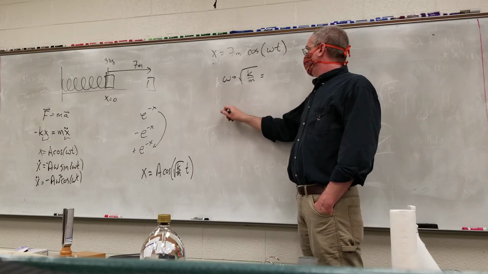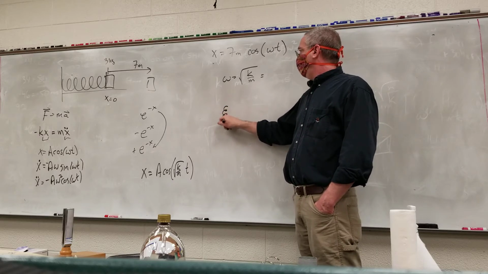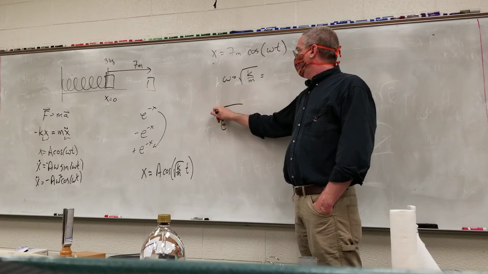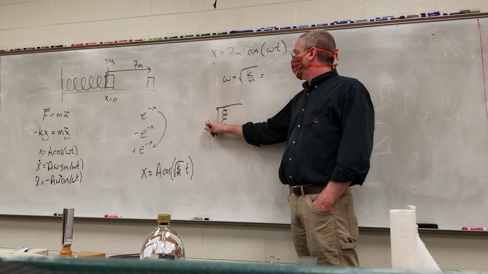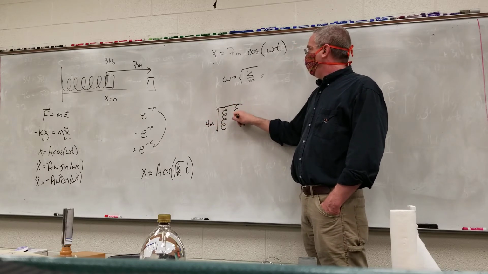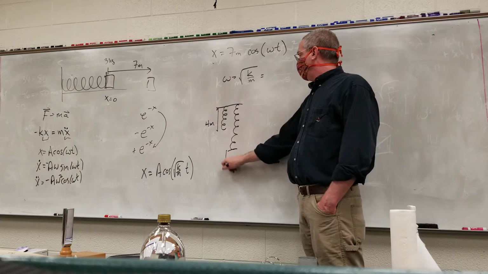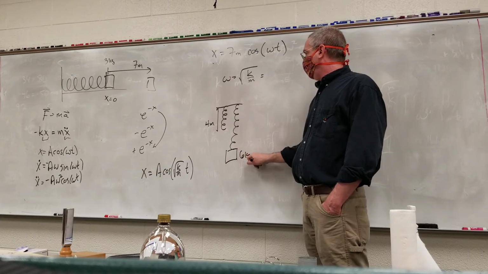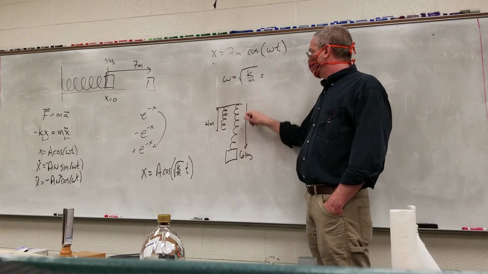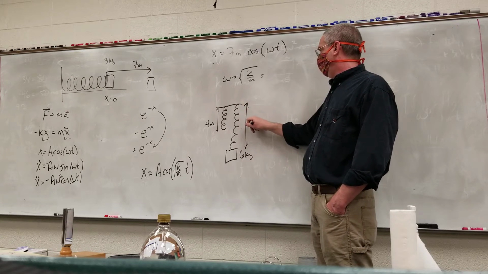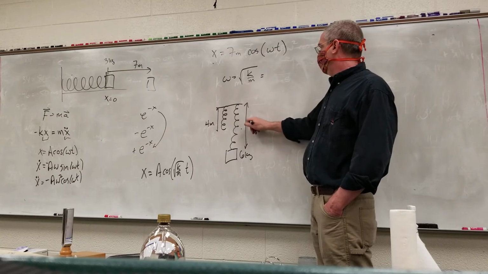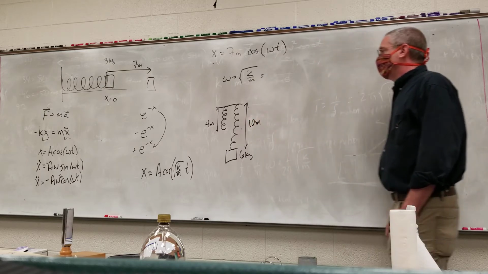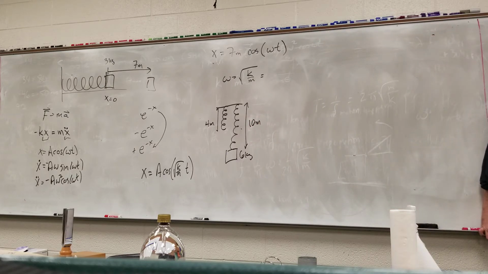So let's give you some information. I take the spring, and it naturally hangs a distance of 4 meters. Add a 6 kilogram mass to it, and the spring stretches out to 8 meters. No, let's make it 10 meters. We did some of this when we were doing the bungee jumping problem.